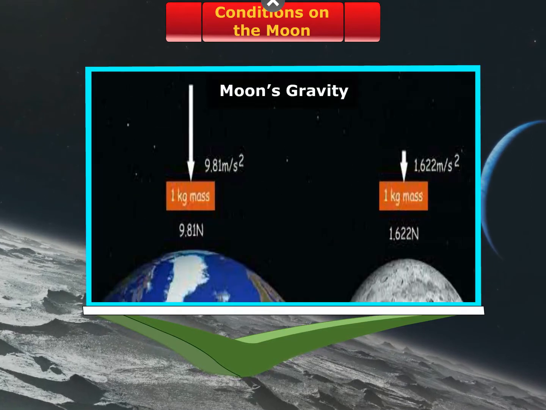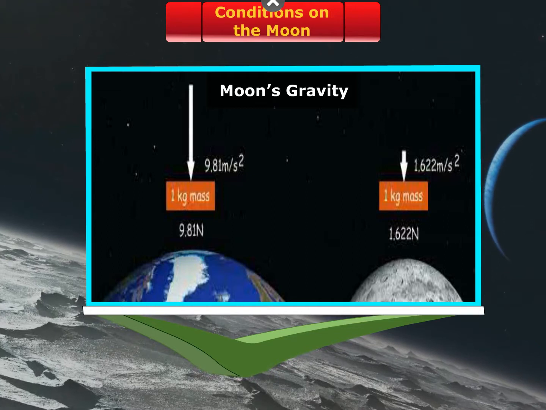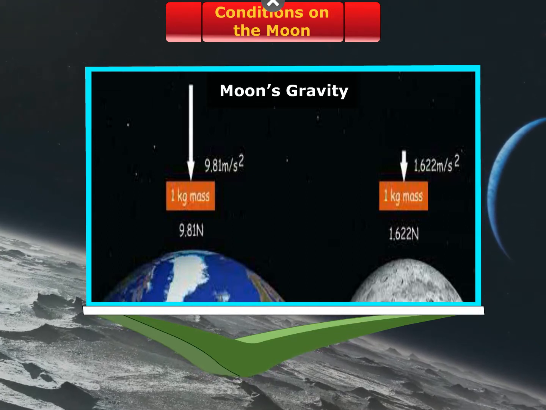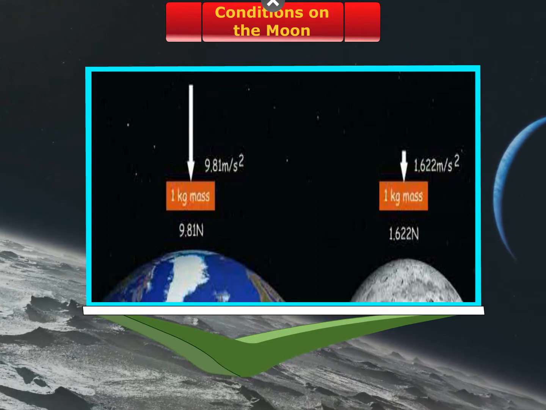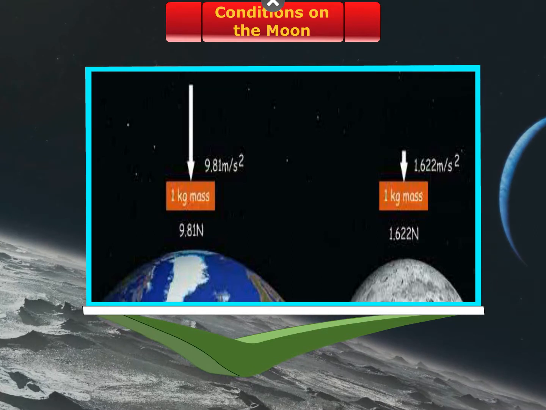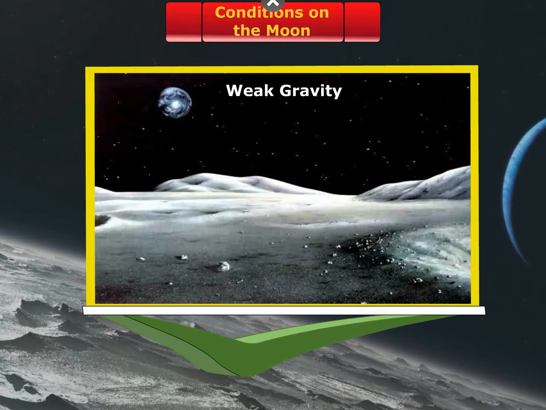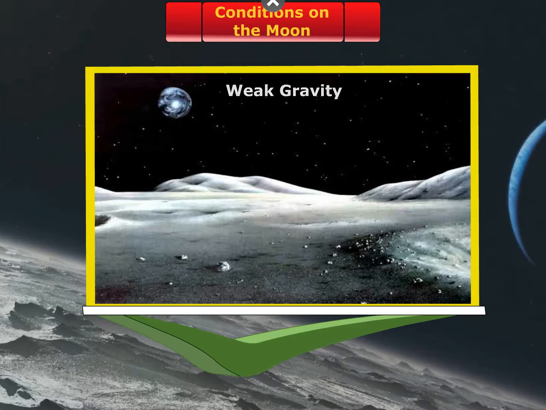The moon's gravity is 1/6 that of the Earth. Therefore, your weight on the moon would be only 1/6 of your weight on Earth. Due to weaker gravity, things on the moon float and do not fall down. Due to weak gravity, the moon cannot keep an atmosphere around it.